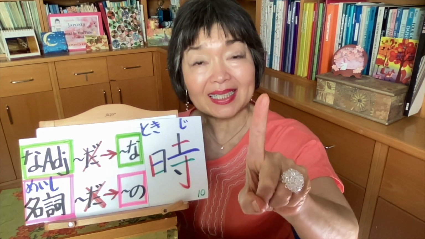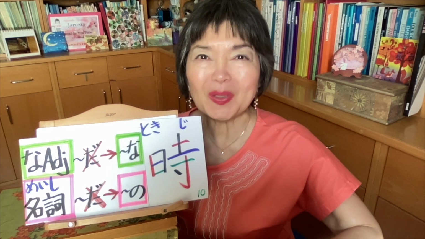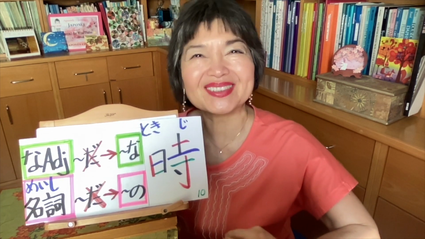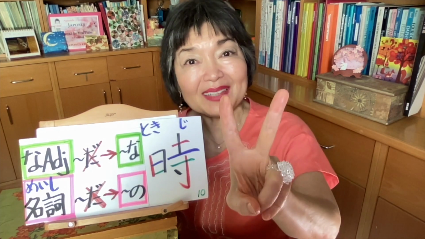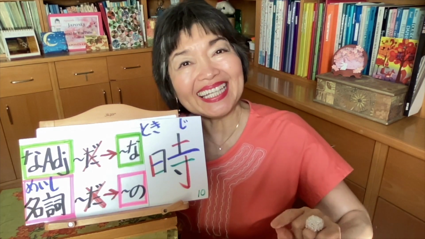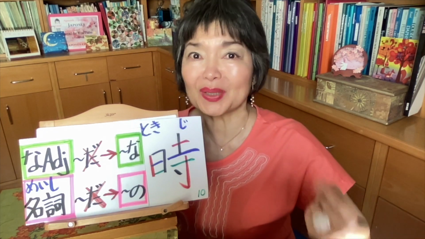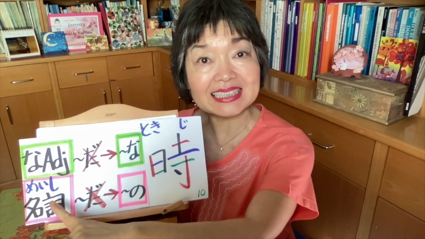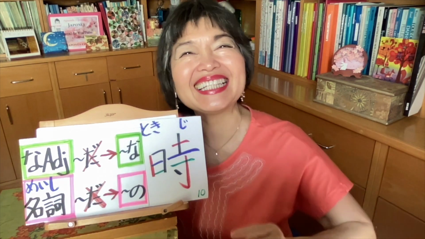The first one was dictionary form and toki, and nai form and toki. The second video was the difference between dictionary form toki and ta form toki. And now the last one is the adjective and noun and toki.